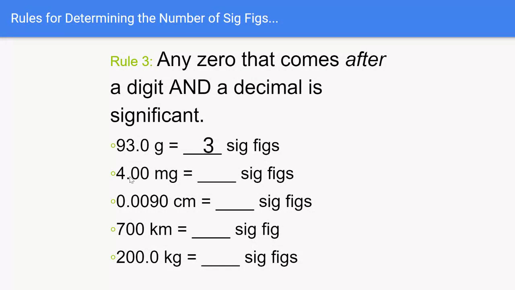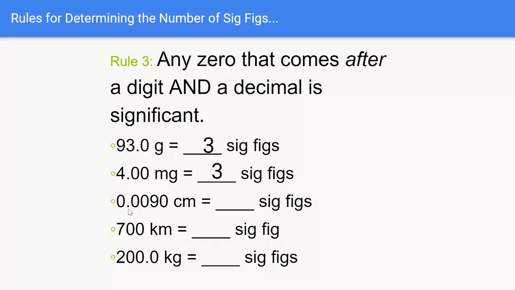Next up, 4.00. 4 is significant because it is rule number 1, a number between 1 and 9. Here's a decimal, and then here's a 0, 0. Both of these zeros are significant because they both come after a digit and after a decimal. So that means significant, significant, significant. That's 3 sig figs.